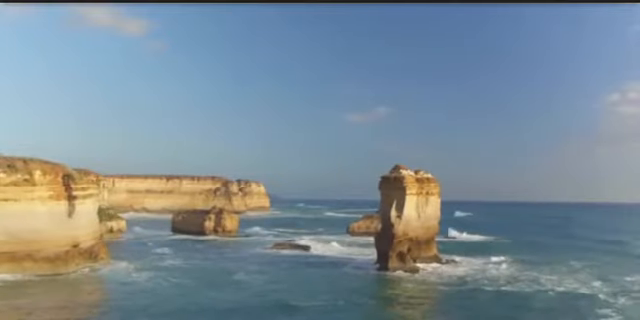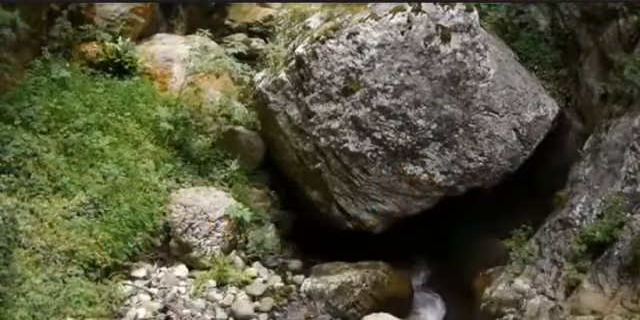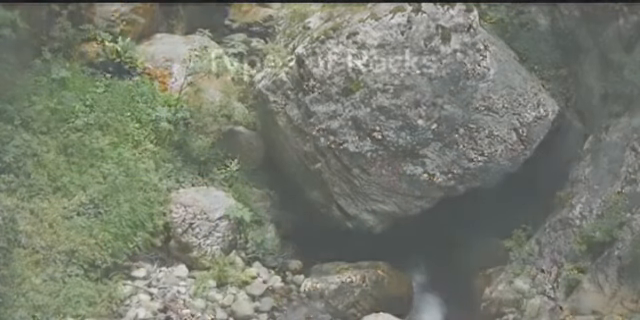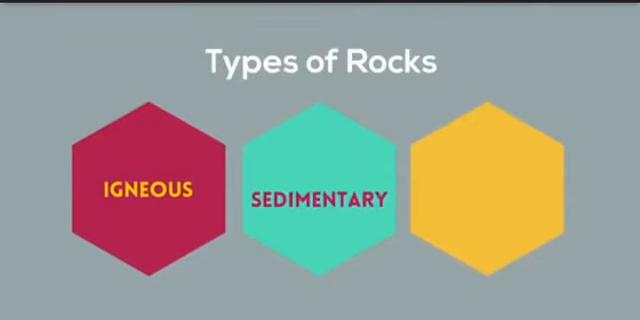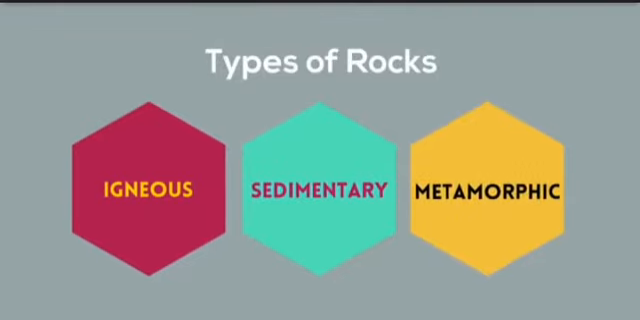Rocks can be divided into three basic types depending on how they are formed. These types are igneous, sedimentary, and metamorphic. Let's take a look at these different types of rocks.